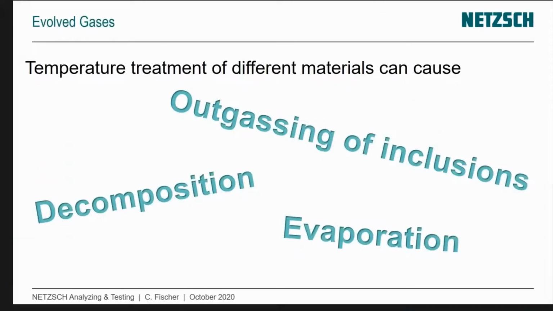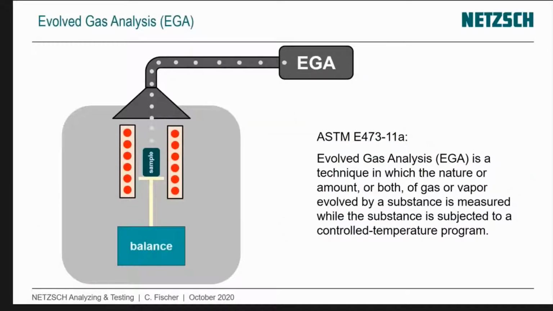Temperature treatment of different materials can release gases. Different processes can occur, like outgassing of inclusions, decomposition, or evaporation. Thermoanalysis in combination with evolved gas analysis is the right tool to get a deep insight into these processes. The sample is subjected to a controlled temperature program. The evolved gases are immediately transferred over a heated interface to an evolved gas analyzer.